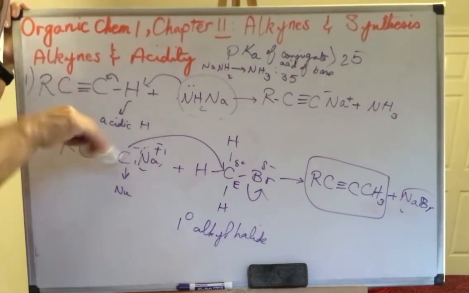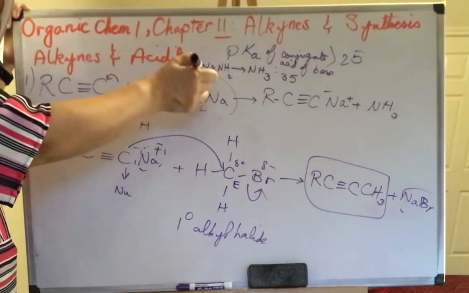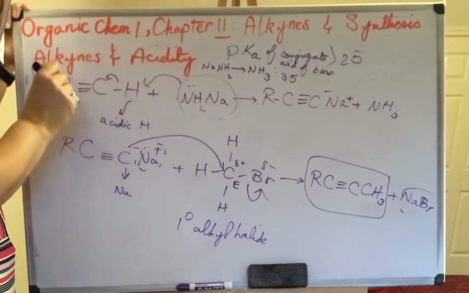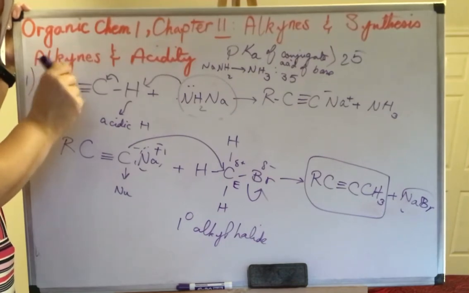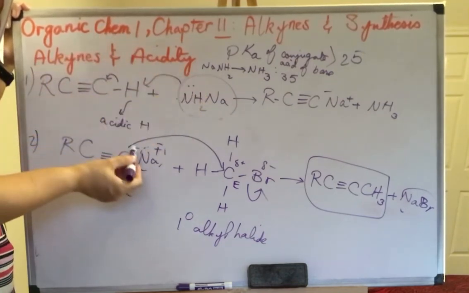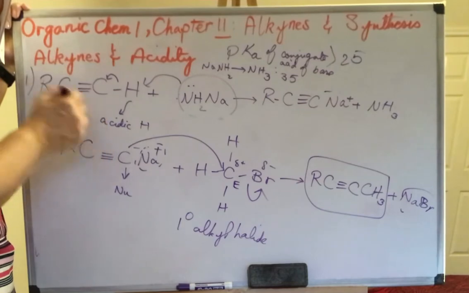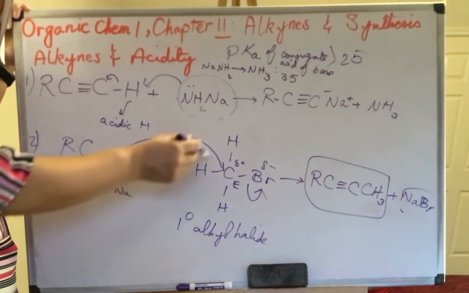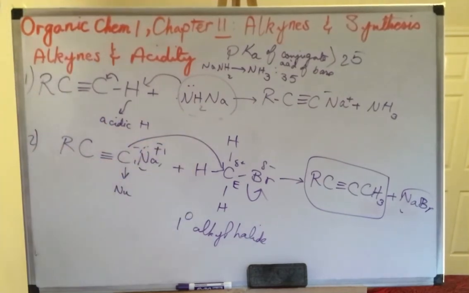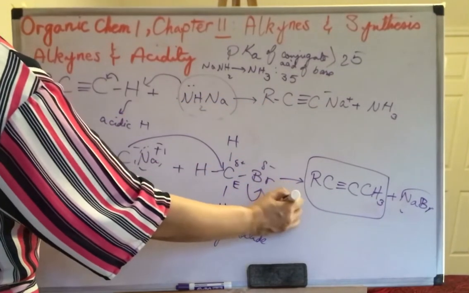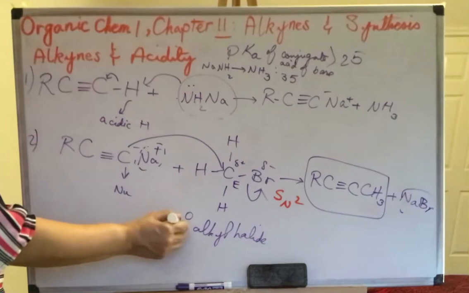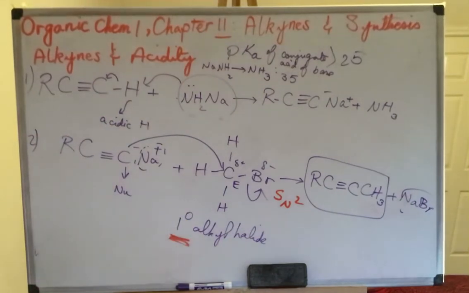So this is what we use. We must use a strong base with an alkyne. Then when we have our good nucleophile, we have to react it with definitely a primary alkyl halide to form a larger alkyne. And don't forget, this is an SN2 reaction, so we need a primary alkyl halide for sure. So these are the facts that you need to know.